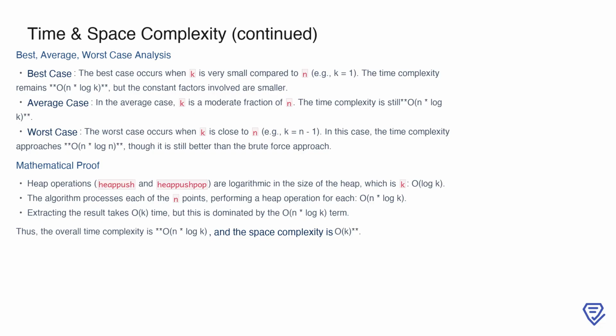In the worst case, where k is close to n, the time complexity approaches O(n * log n), as the heap essentially grows to accommodate almost all the points. Despite this, it is still faster than the brute force approach, which sorts the entire list. To summarize, the time complexity is consistently O(n * log k), and the space complexity is O(k), regardless of the case. This makes the algorithm robust and scalable for a wide range of input sizes.